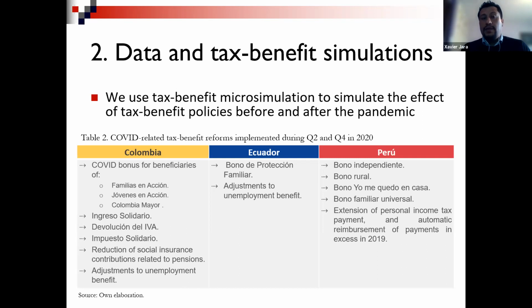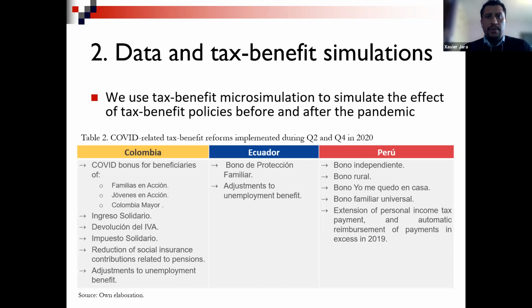If we move to Ecuador, there was actually only one main program introduced. This is the Bono de Protección Familiar, and this was only a 2 months payment of $60 per month. And that's another difference with Colombia. All the measures introduced in Colombia were preserved until the end of 2020, whereas duration was limited in Ecuador. And in Ecuador, there was also a small adjustment to unemployment benefit, allowing unemployed individuals to claim it within a shorter period of being unemployed.